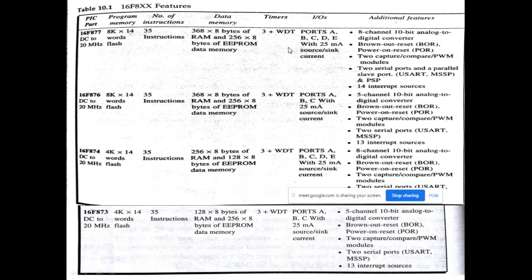Then IO ports, you can see that there are in all 5 IO ports. The 16F84 or 71 had only 2 ports. One was an 8-bit port, the other was a 5-bit port. But here it has 5 ports with 25 milliampere current sourcing and sinking capacity. And there are a number of additional features which are listed here.